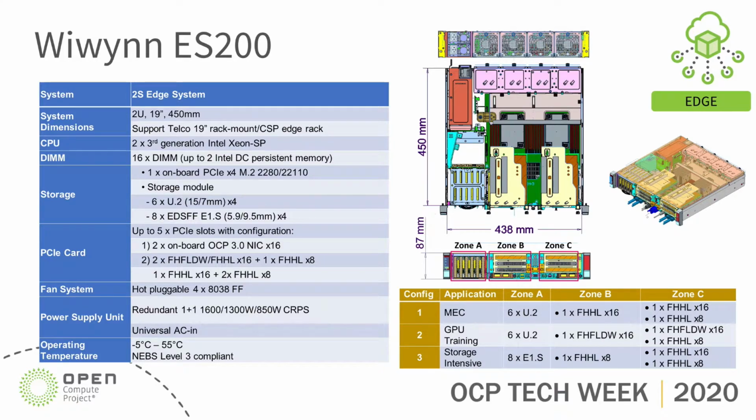On the right-hand side, you may find a drawing of the system design. In the front view, there will be zone A, zone B, and zone C, and you can find 3 kinds of configurations for zones A, B, and C. It is reflected in the table on the left-hand side with the system specifications. And in the middle part, it is a 450 millimeter chassis. You may also find a rear view of the servers.